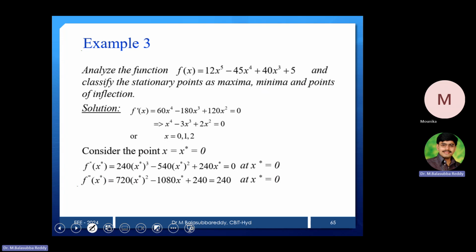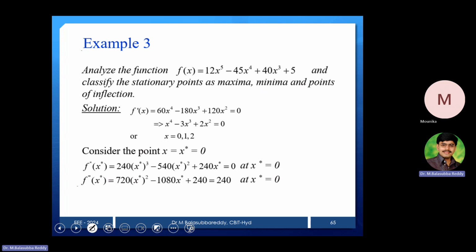And in the third problem, f of x is given, and we classify the stationary points as a maximum, a minimum, or a point of inflection. So what is a point of inflection? From that point onwards, the sign is going to change. Now we take f dash, as per our same scenario: x power 4 minus 3x cube plus 2x square is equal to 0.